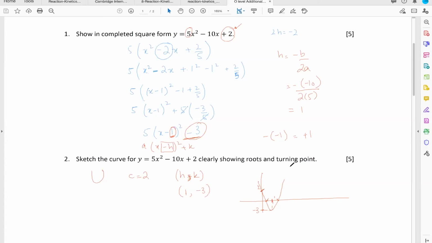Yes. Okay. Sir, I asked where on the graph do we plot h and k? For the turning point, the x value is h and the y value is k. The turning point is what the vertex is, or what (h, k) is. Okay, so we don't yet know the x values, the roots. But we can find that out.